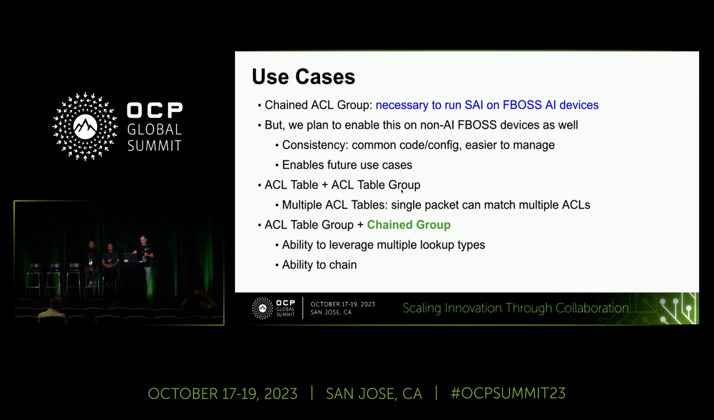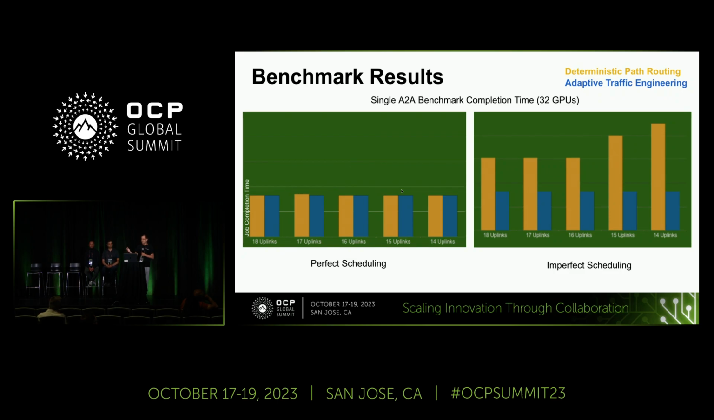Here's a quick look at how the performance numbers look if we implement exact match. On the x-axis, we have network capacity. The y-axis has the job completion time. The blue and yellow bars show adaptive traffic engineering versus deterministic path routing. You will see that with perfect scheduling, the job completion time is similar, even if the network capacity changes, regardless of the scheme being used. But with imperfect scheduling and deterministic path routing, the job completion time just keeps going up. So you need adaptive traffic engineering if you want to maintain the job completion time, even in the event of network capacity changes.